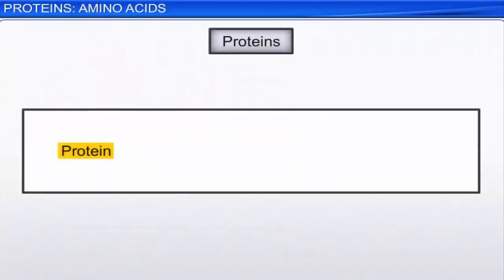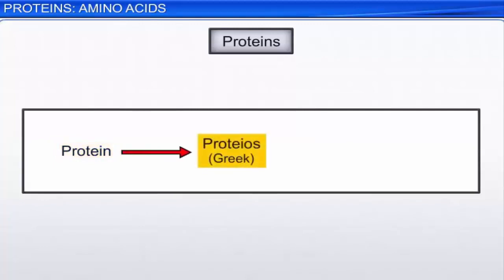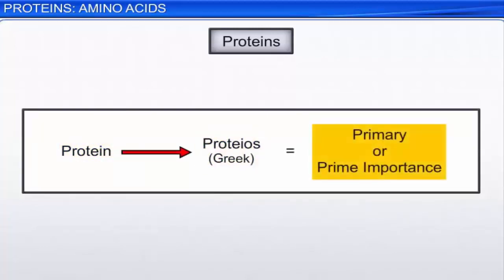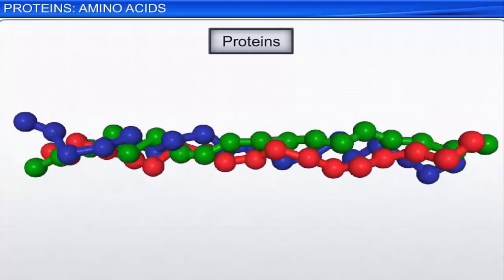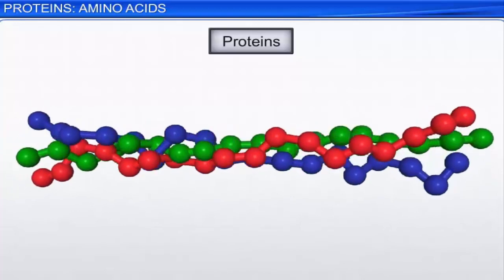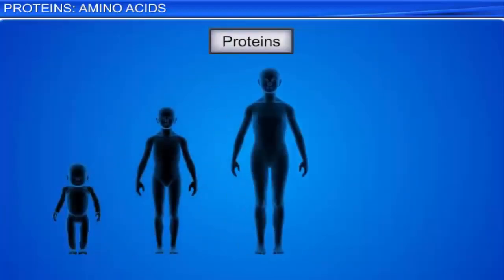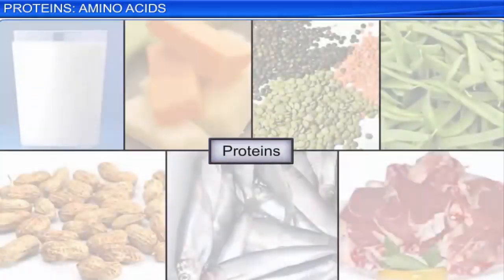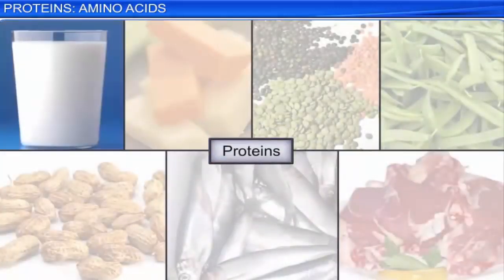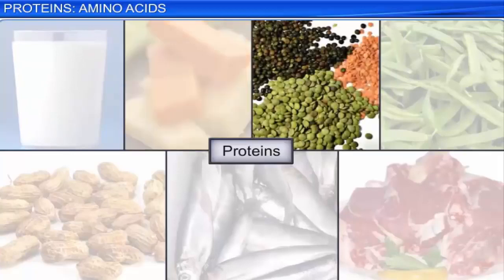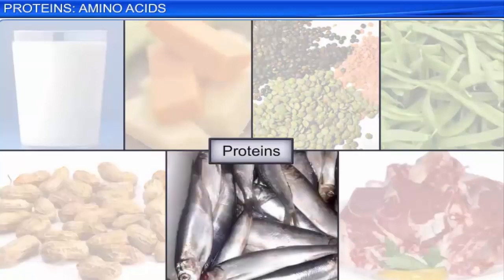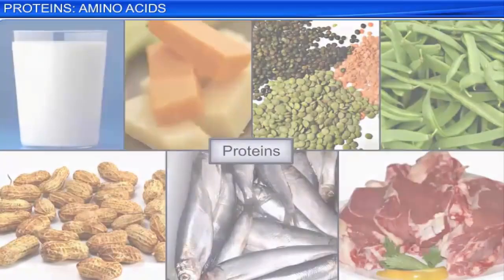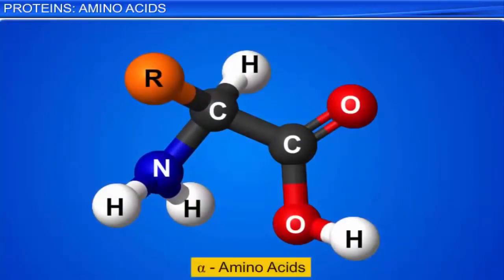The word protein is derived from the Greek word proteos, which means primary or of prime importance. Proteins have a number of important biological roles, both structural and functional. They are vital for the growth and maintenance of the body. The dietary sources of protein include milk, cheese, pulses such as beans and lentils, peanuts, fish, and meat. Proteins are polymers of alpha amino acids.